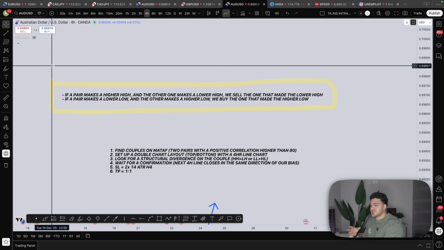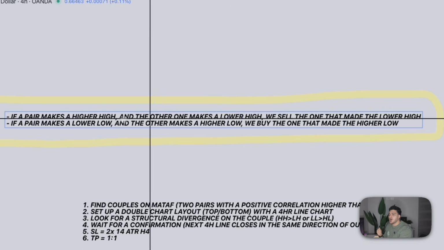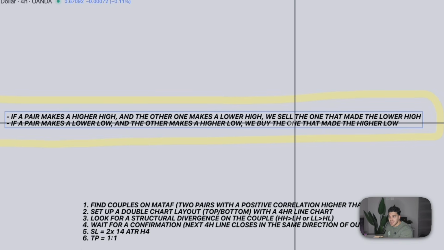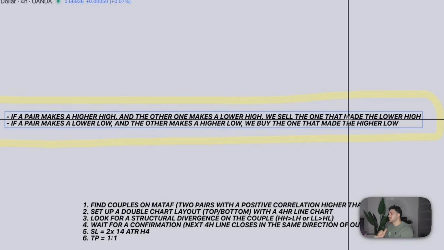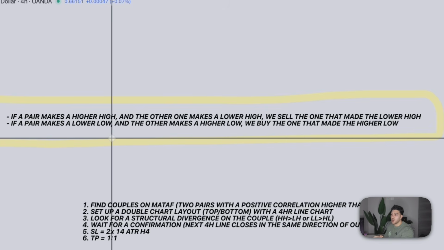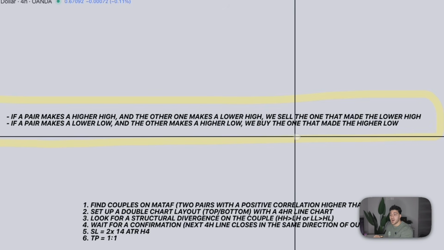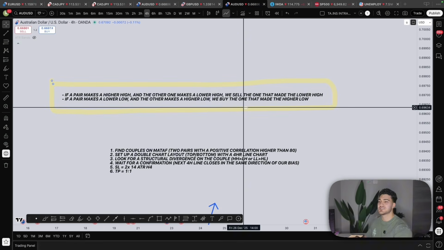Just remember that we have 2 setups. The first one: if a pair makes a higher high and the other one makes a lower high, we sell the one that made the lower high. And on the inverse, if a pair makes a lower low and the other one makes a higher low, we buy the one that made the higher low. It's fairly simple. It looks complex with words, but as you'll see, you just need 10 minutes to master it in a backtest. So, quick recap.